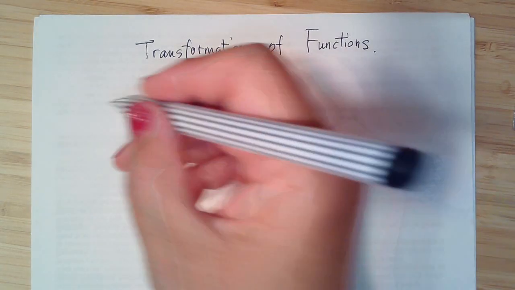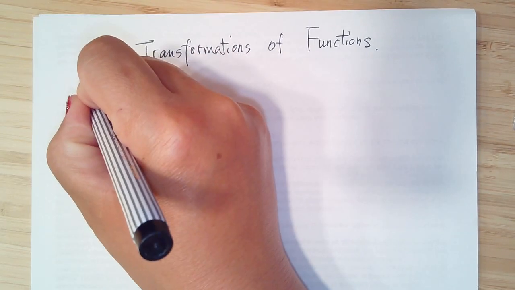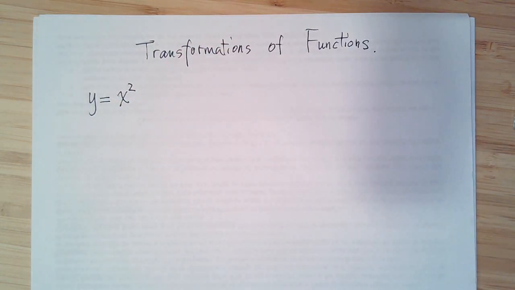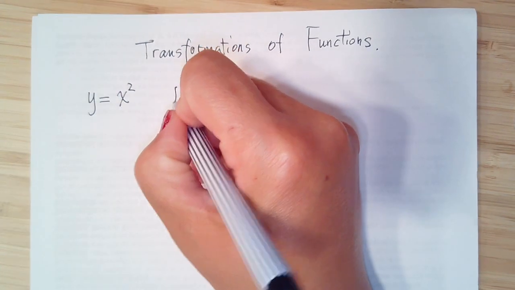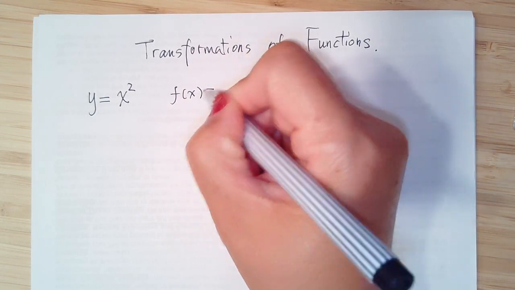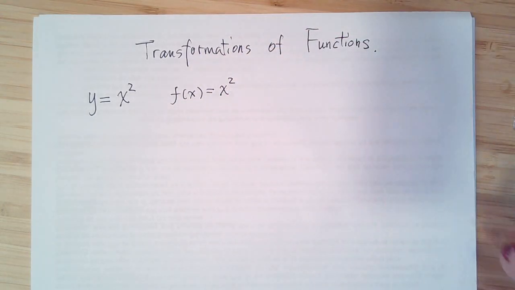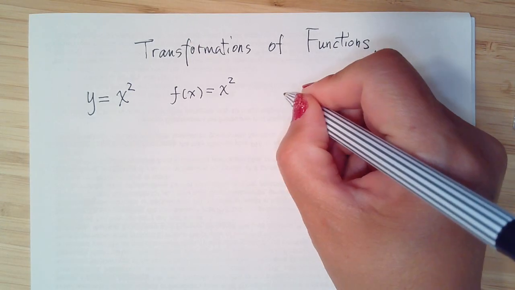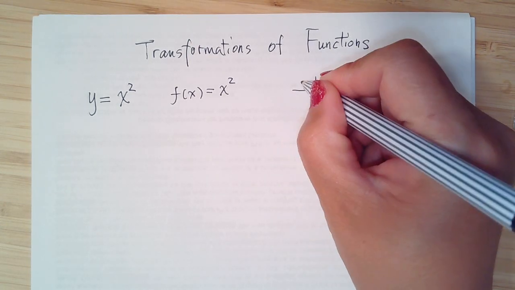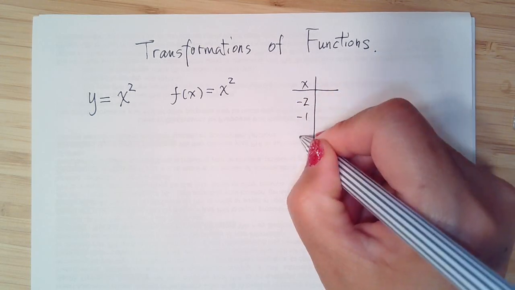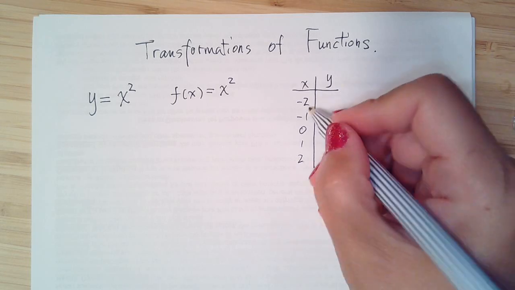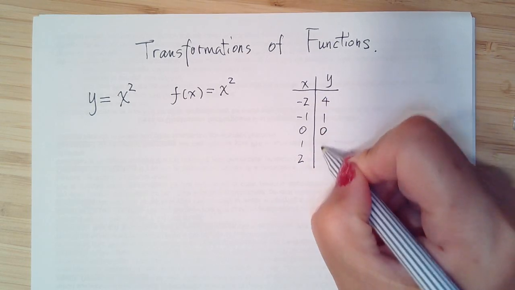Okay, so let me give you one example. Y equals x squared. It's a function, isn't it? All right, so f of x, that's y, is x squared. Can you graph it? You say, yeah, of course. I know how to graph that. I go x from -2, -1, 0, 1, 2, and I can get a y. Y is just x squared, so I get a 4, 1, 0, 1, 4, isn't it?